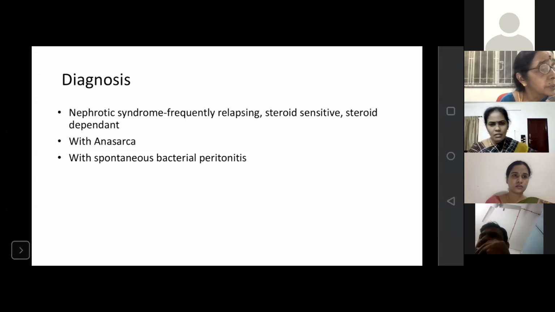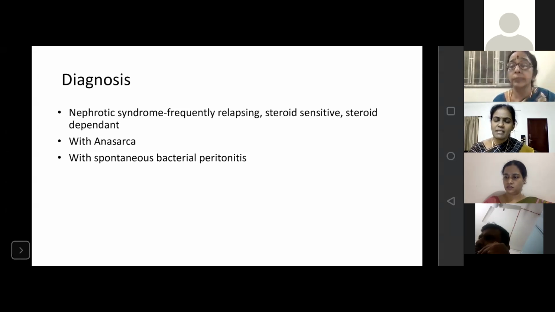Please proceed. So you will think these are the common complications. So when you think, okay, this child requires a second drug, something other than steroid may be required, under what conditions will you, as a postgraduate, think, okay, I need to give something more?